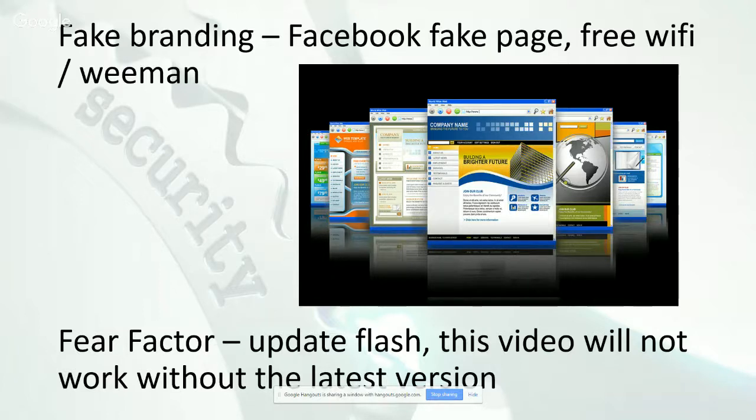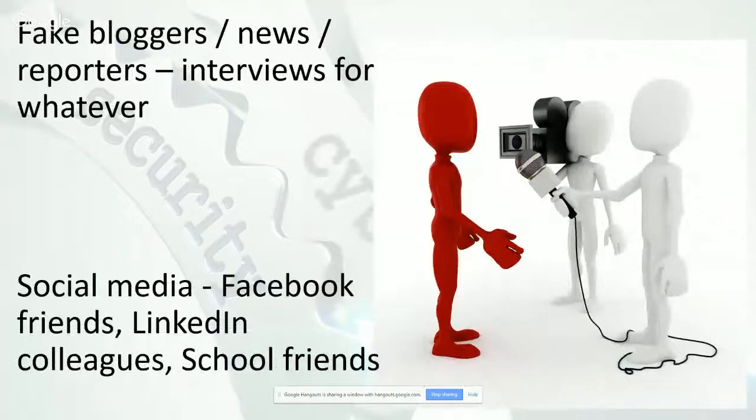The other one is fear factor. Who's gone to a website that has the "you need to update Java" message in it? And by updating Java, you are making it so you can see a video. And if you think about it, you just watched a video 20 minutes ago. How come I didn't have to update Java there? So again, they use that fear factor. And then we have fake bloggers, or we have social media, Facebook friends, LinkedIn colleagues, school friends, all of these people who may be real, who may be people we can trust, but in most cases they aren't.